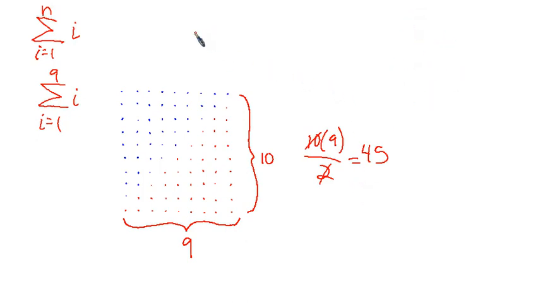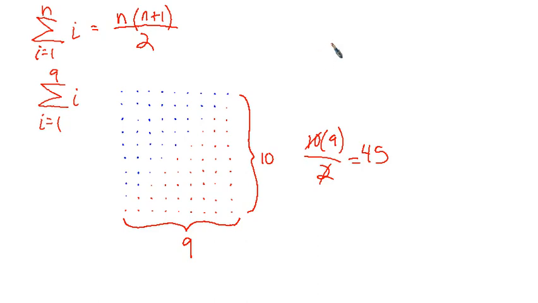So in general, just take n. This would be n, and you multiply it by n plus 1. The height of this rectangle will be n plus 1. Now you have twice as many as you need, so you divide by 2. And there you go. Doing that calculation is quite simple. One of these is guaranteed to be divisible by 2, so one of these is going to cancel with 2, and then it's a simple multiplication problem. A lot easier than adding up all of these red dots.